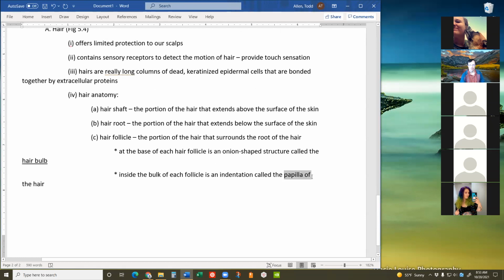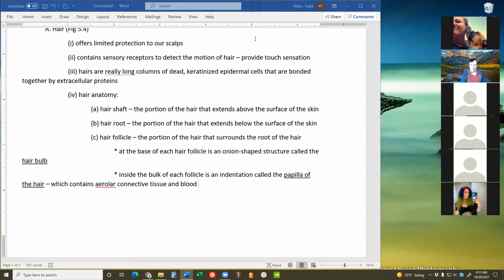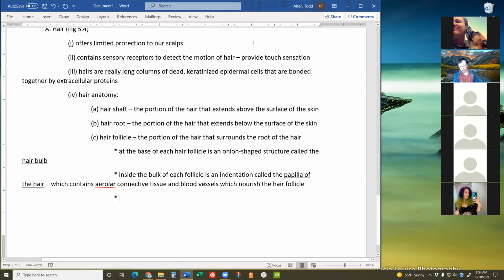Inside the bulb of each follicle is an indentation called the papilla of the hair, which contains areolar connective tissue and blood vessels which nourish the hair follicle. One more thing I'm going to mention here.